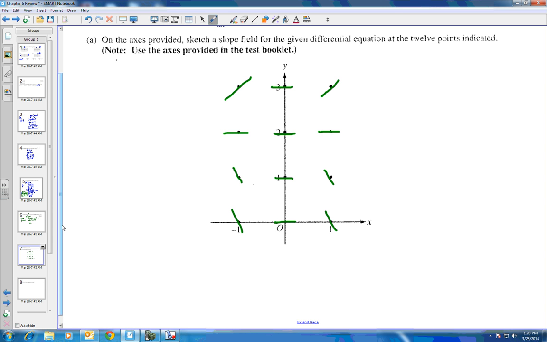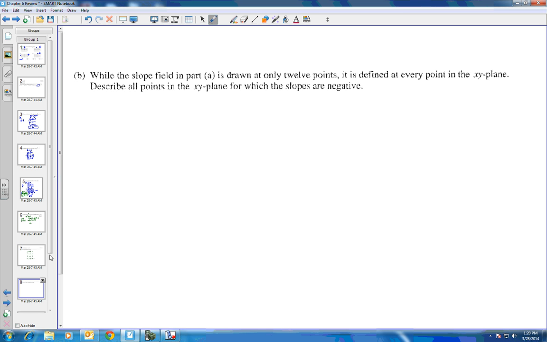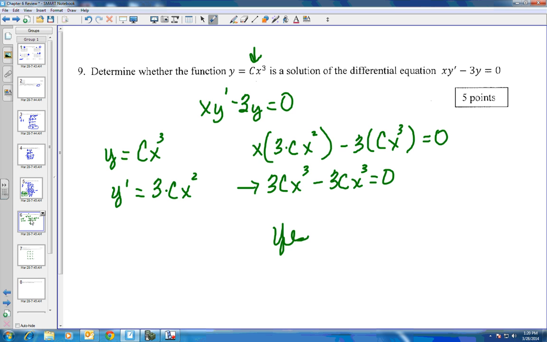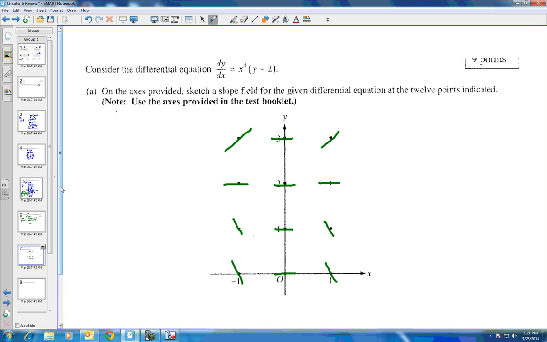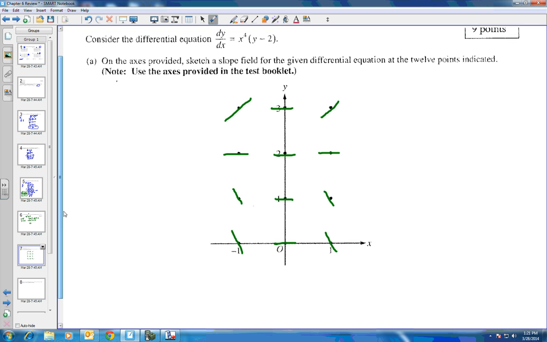Now, part B. It says, while the slope field in part A is drawn at only 12 points, it is defined at every point in the xy plane. So I can plot a slope for every point. Describe all points in the xy plane for which the slopes are negative. If I were to keep on graphing this, they want to know which points would have a negative slope. Any ideas?